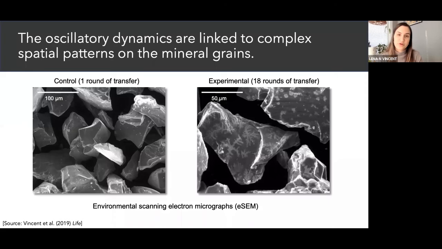On the mineral side, we also observed distinct fractal structures on the mineral grains, and these were absent in control samples that only had one transfer in their history. These observations were done by scanning electron microscopy, and you can see representative micrographs here for an experimental sample that had 18 rounds of transfer versus our controls that had only one. We're still trying to figure out the composition of these fractal structures and determine if they're related at all to the oscillations we're seeing in the bulk solution. So it just further illustrates the fact that chemical ecosystem selection can be used to study complex spatial temporal dynamics that might arise in complex prebiotic mixtures.